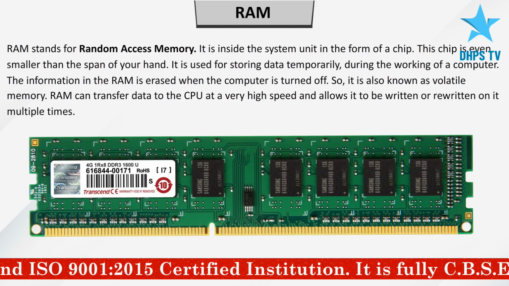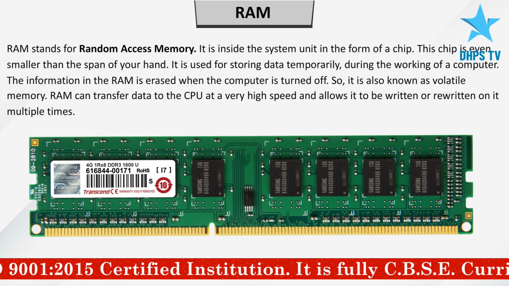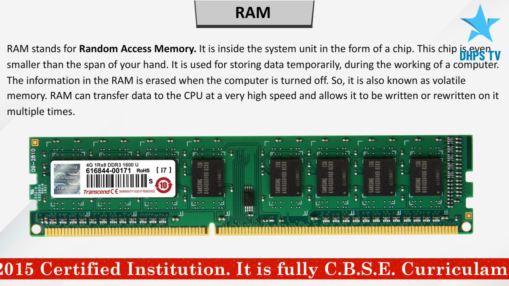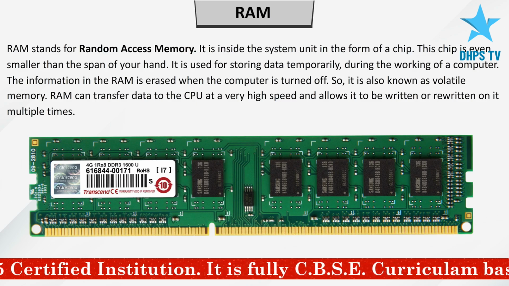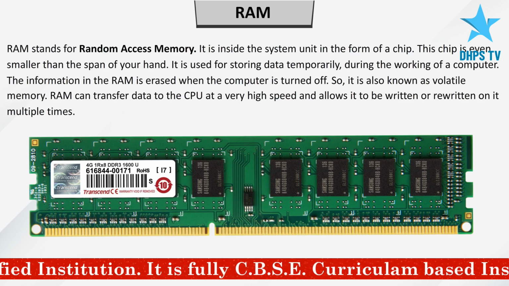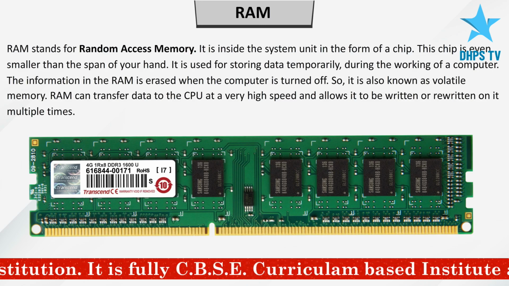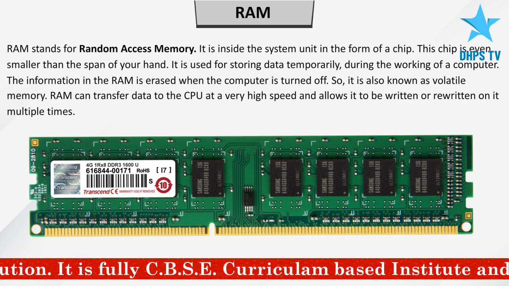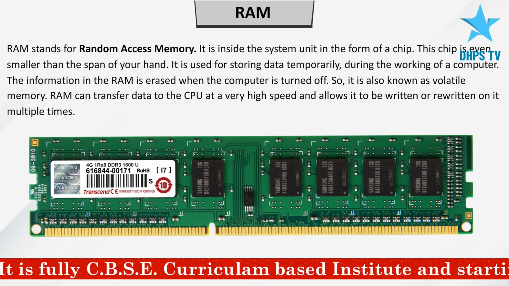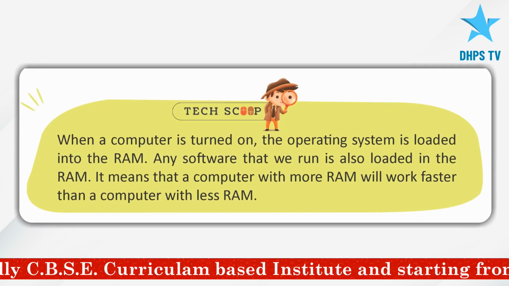It is inside the system unit in the form of a chip. This chip is even smaller than the span of your hand. It is used for storing data temporarily during the working of a computer. The information in the RAM is erased when the computer is turned off. So, it is also known as volatile memory. RAM can transfer data to the CPU at a very high speed and allows it to be written or rewritten on it multiple times.